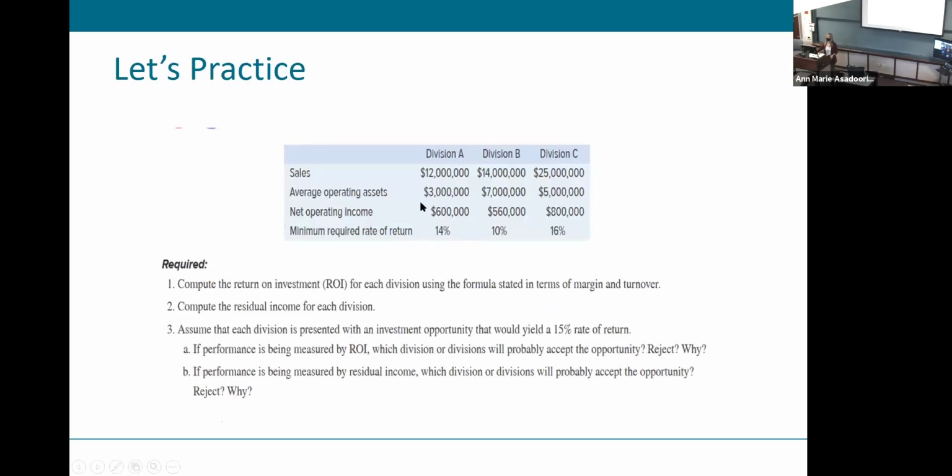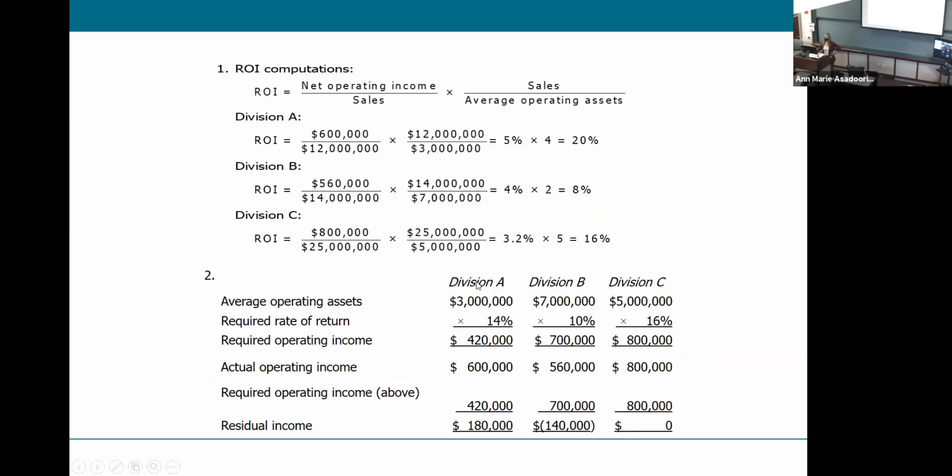Minimum rate of return, 14%. Okay. So if I'm going to evaluate division A based on residual income, would I accept it?